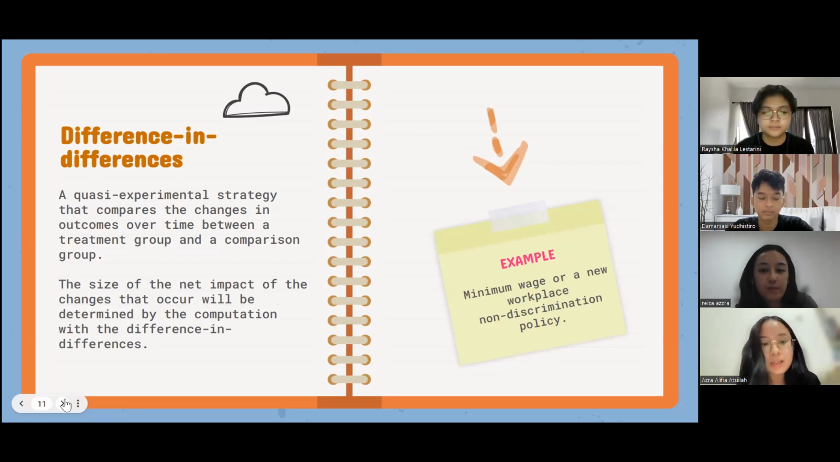By calculating the net revenue per year from the net effect capitalized at a specific discount rate, this method can be used to evaluate the benefit value of government-owned public buildings. For example, the difference in differences method can be used to measure the effect of changes in minimum wage or a new workplace non-discrimination policy.